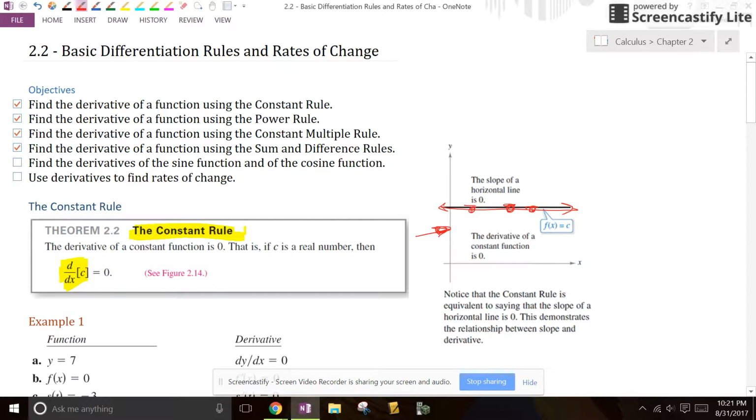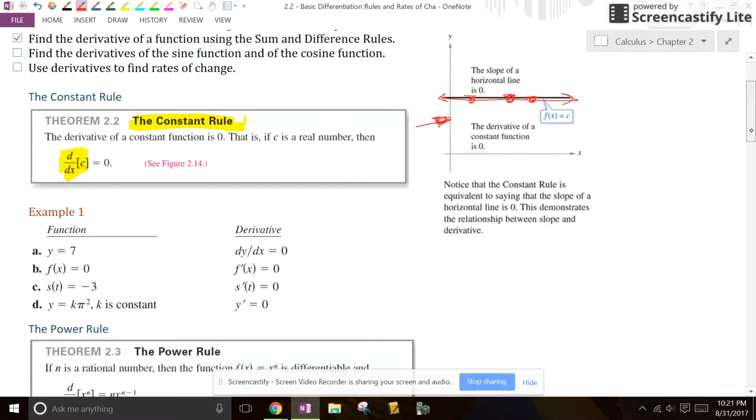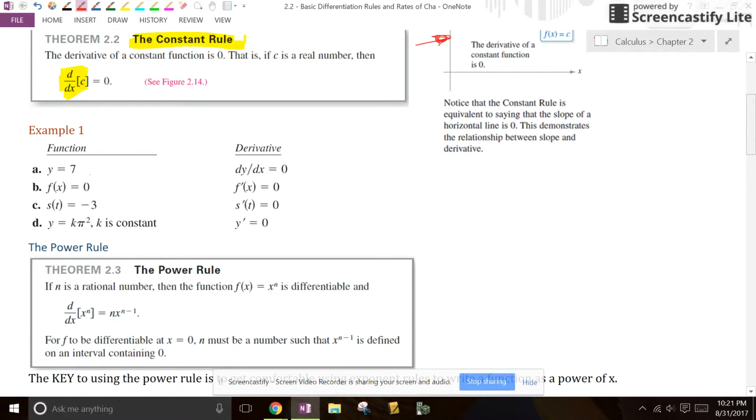And that really does help us say, okay, the slope and the derivative have a nice little relationship that we are now studying. So look at this. It says if y is equal to 7, what's the derivative, dy/dx? It's 0. This is another way I could say it. If f(x) is a constant, then f prime, the derivative, is 0. Here is s(t), then s prime(t), the derivative, is 0.